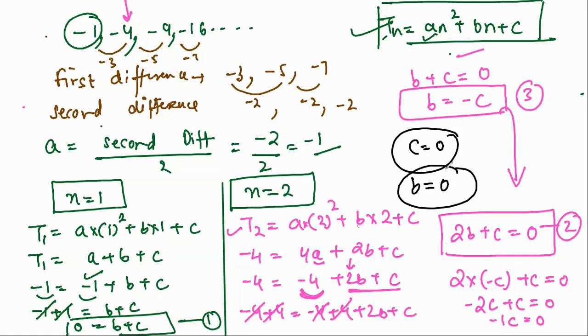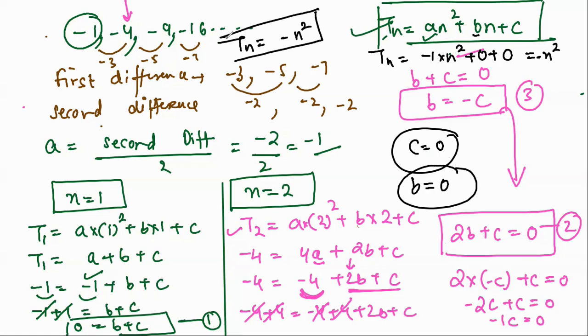So I am getting A as minus 1 only, B as 0 and C as 0. It means when I put these in the general form, Tn is equal to A, which is negative 1, multiplied by n square. B I am getting 0, so 0 multiplied by n, and C also 0. So what will be the final value? Minus 1 multiplied by n square is negative n square, plus 0 which I don't have to write. So Tn is equal to negative n square. This is the nth term for this sequence.